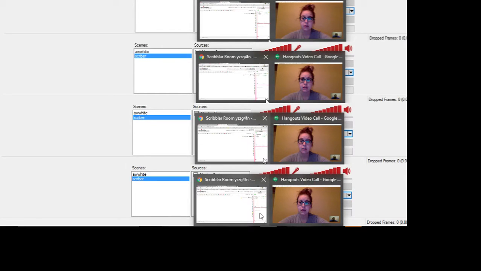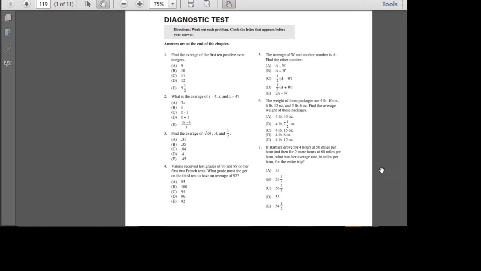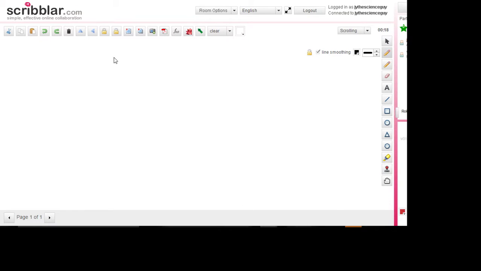Okay, now I'm ready. All right, the first question asks, find the average of the first 10 positive even integers. So, do you know what a positive even integer is? I guess that's the first question. Okay. So an integer is just a number that you count, and it can be positive or negative. So this would be the first 10.